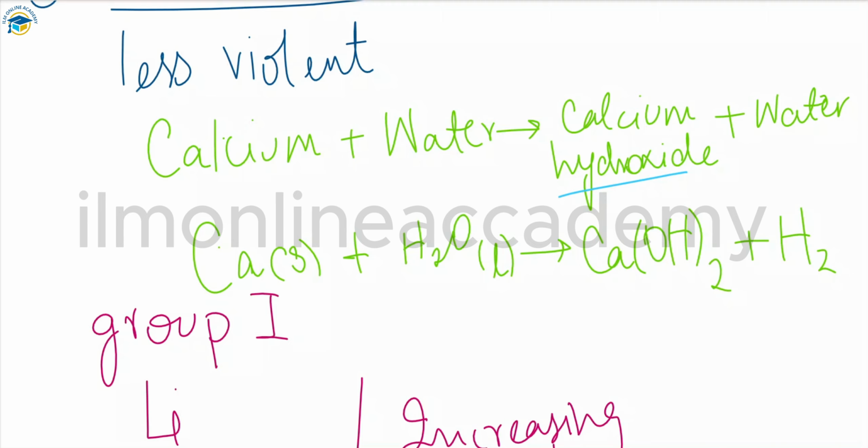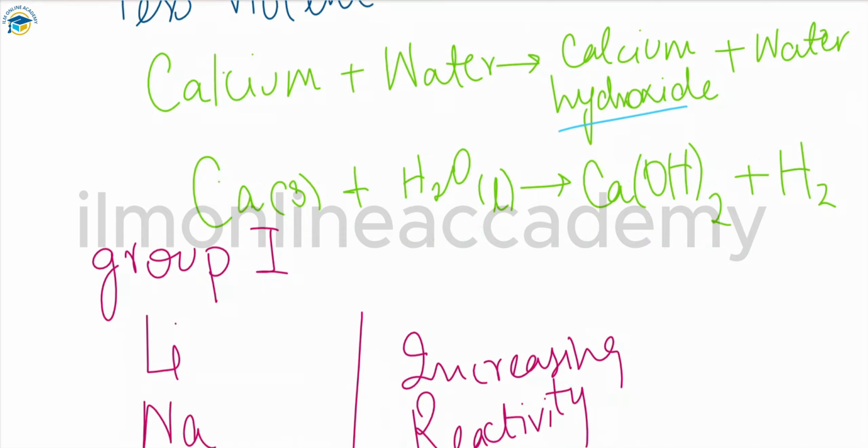So based upon the reactions we have seen so far, we can put the metals considered in the order of their reactivity series. We have potassium on the top, and then we have sodium, and then calcium, magnesium, zinc, iron, copper, silver, and then gold.